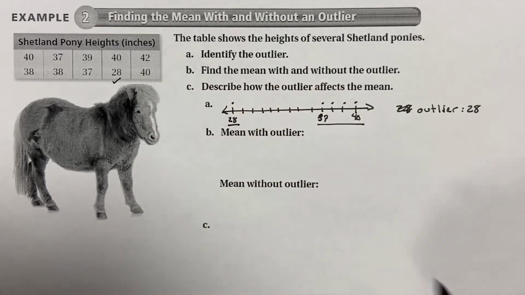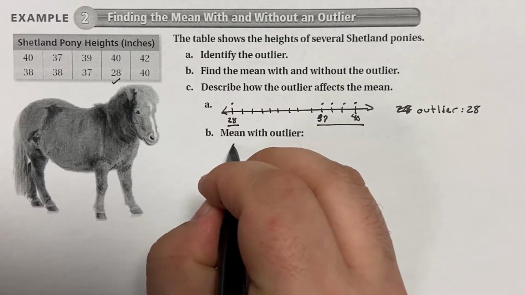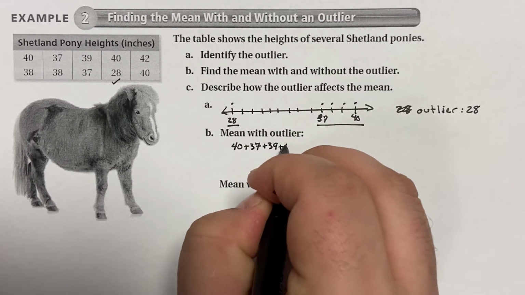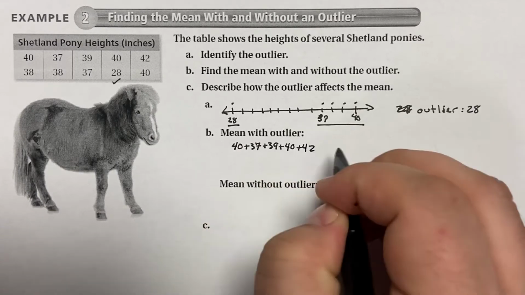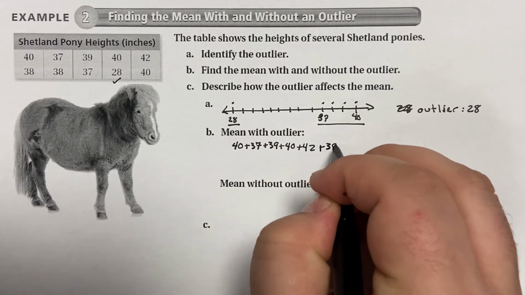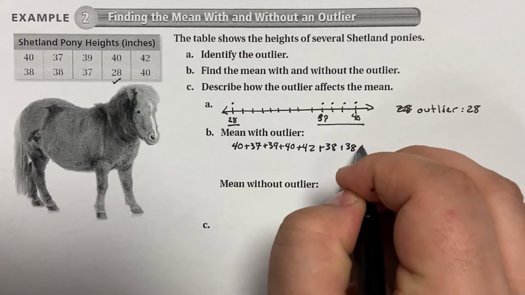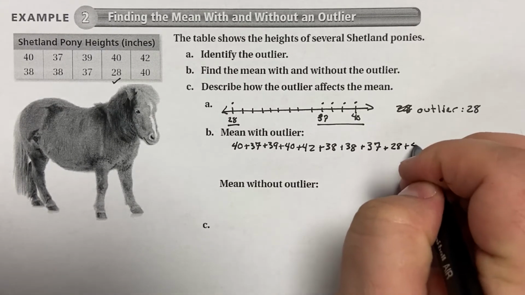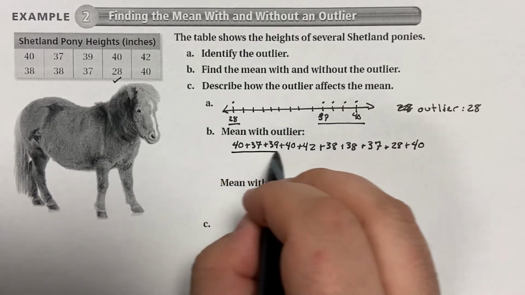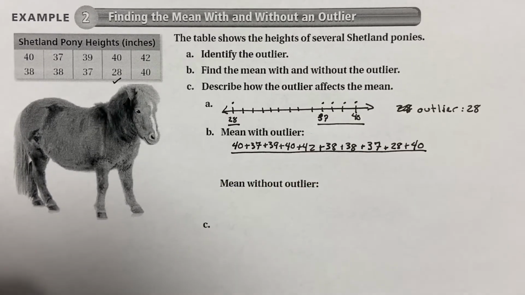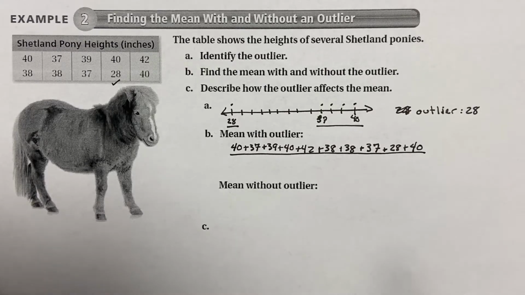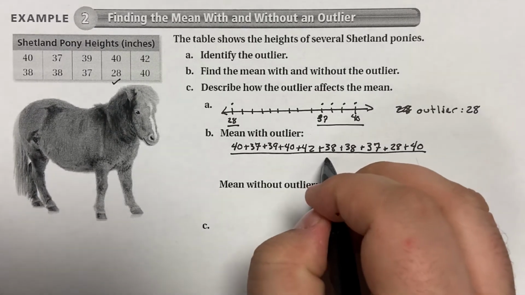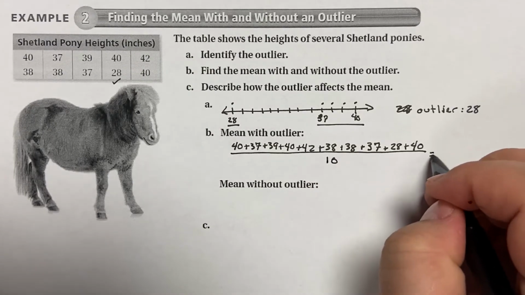with and without the outlier. All right, mean with the outlier is going to be 40 plus 37 plus 39 plus 40 plus 42 plus 38. Now, normally we would go ahead and put the data in order first. The thing is, I'm trying to cut down on time so you have a shorter video. Please don't use this as an exact example because, again, you would do this a little bit differently. I'm trying to conserve a little bit of time.